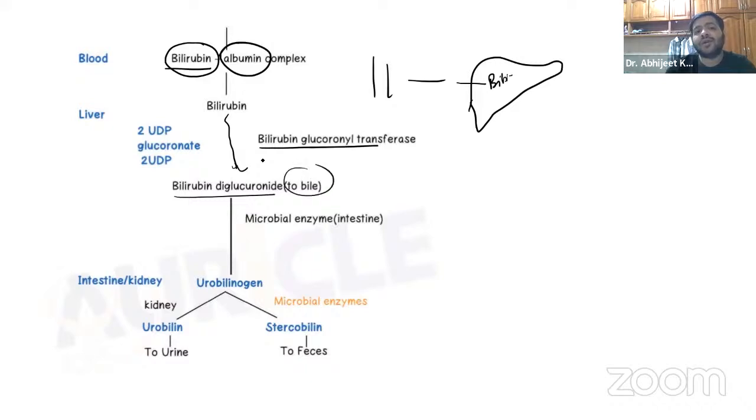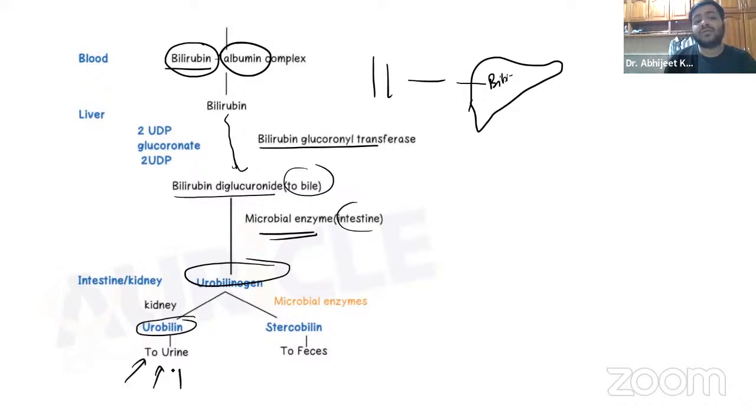And that is something called the bile, right? And this bile, or this bilirubin diglucuronide, by the help of microbial enzymes that are present in the intestine, will be converted into urobilinogen. Now, in the intestine or kidney, it will be converted into urobilinogen. In the kidney, it will be converted into urobilin, and that urobilin is basically excreted via urine.